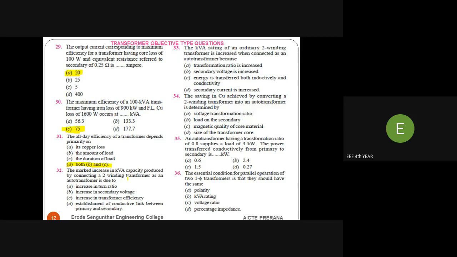The marked increase in kVA capacity produced by connecting a two-winding transformer as an auto transformer is due to: increase in turns ratio, increase in secondary voltage, increase in transformer efficiency, establishment of conductive link between primary and secondary. Option D is the correct answer: establishment of conductive link between primary and secondary.